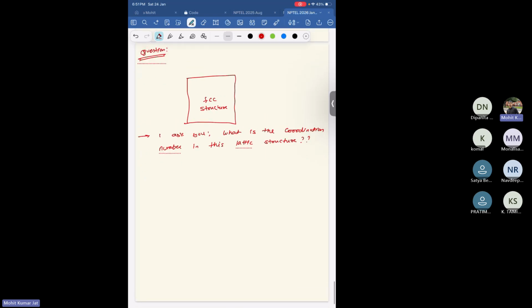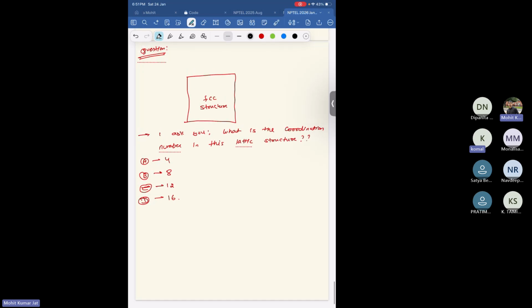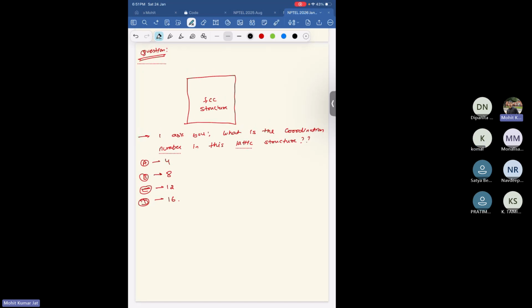Does anybody have an answer to it in the FCC? Like, what is the coordination number? Okay, let me give some options also. A is 4, B is 8, C is 12, and D is 16. So, option A, 4. Option C or D? So, A, the coordination number for FCC will be 4. Okay, so you're saying the coordination number for the FCC is 4. Okay, how many of you agree with her?